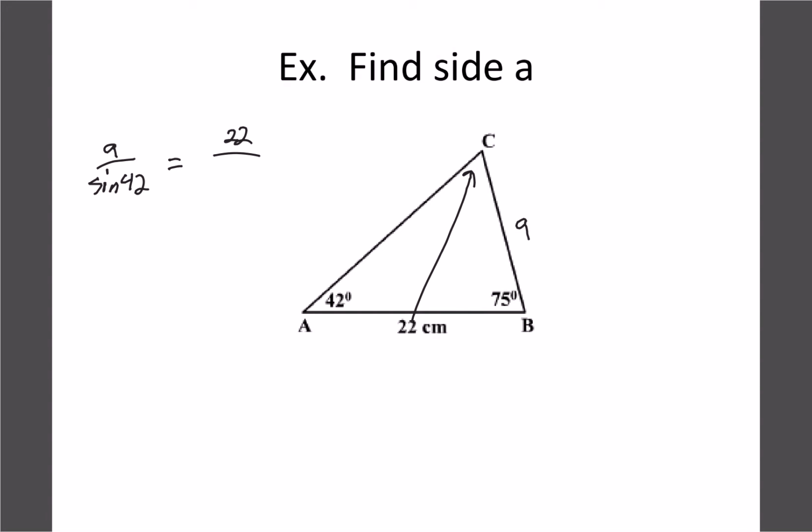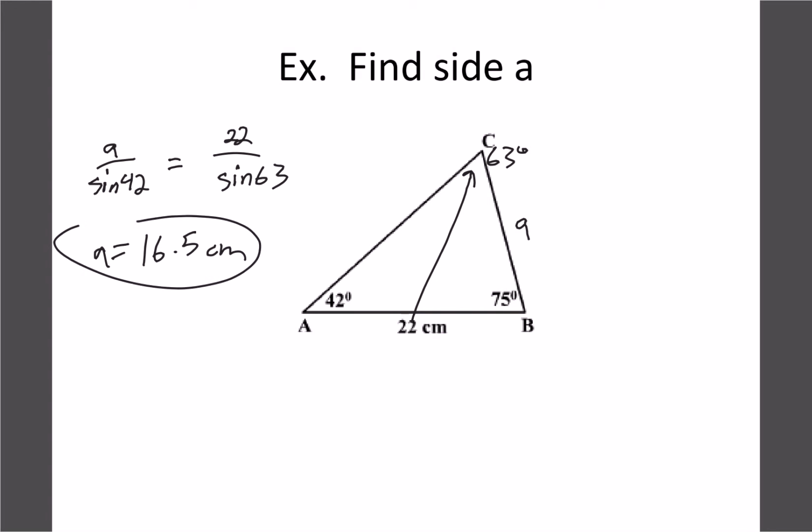So 180 minus 75 minus 42 gives you 63 degrees. So put that in your sine law formula. We'd have sine 42 times 22 divided by sine 63. And that gives us an A of 16.5 centimeters.